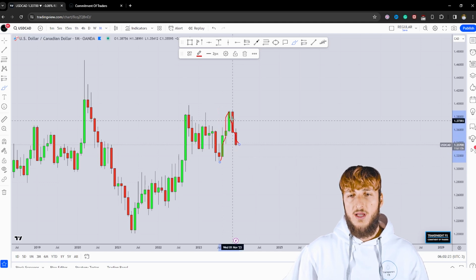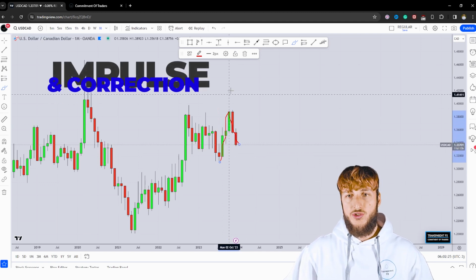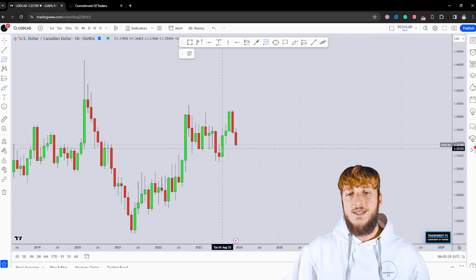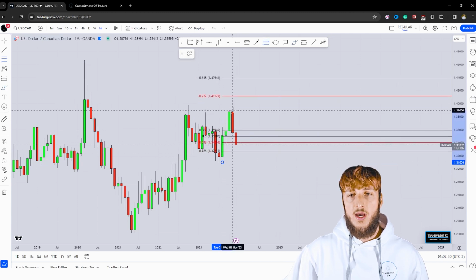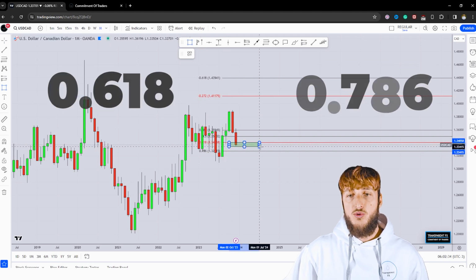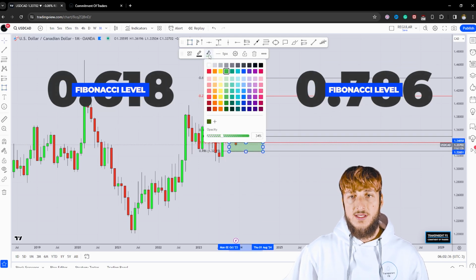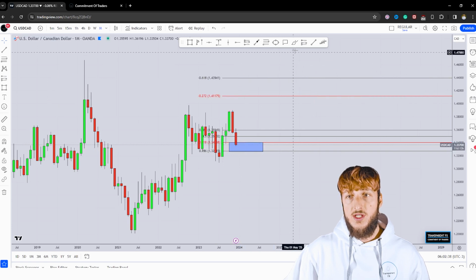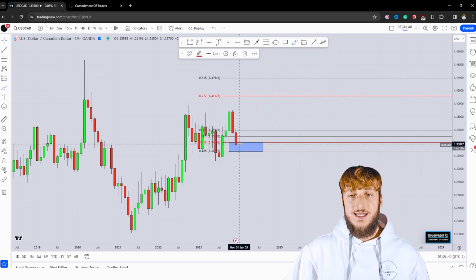Now, generally speaking, after an impulse, if you want to measure the correction, what you have to do is take your Fibonacci from the low to the high of the impulse leg. And if we do that, we can see how we have at 0.618 and 0.786 Fibonacci retracement levels, which are currently exactly inside of this zone here.